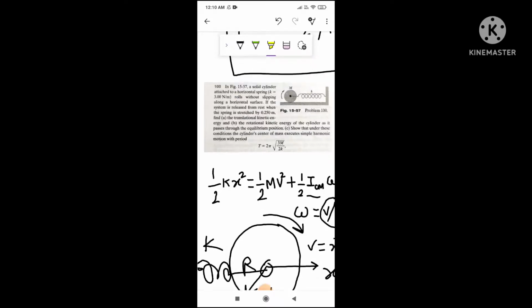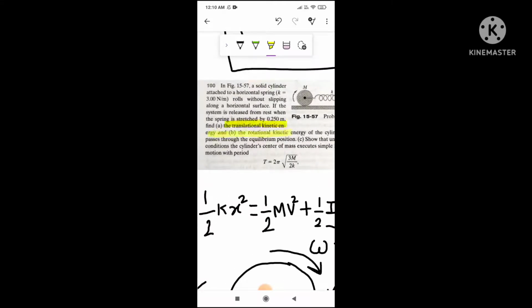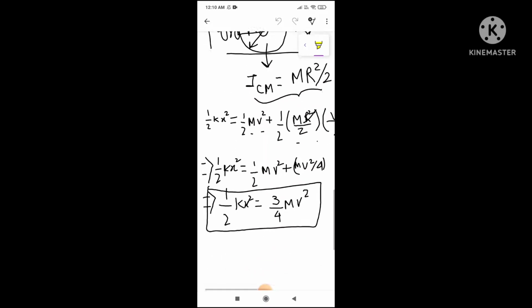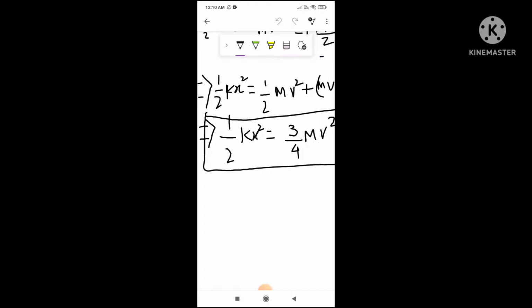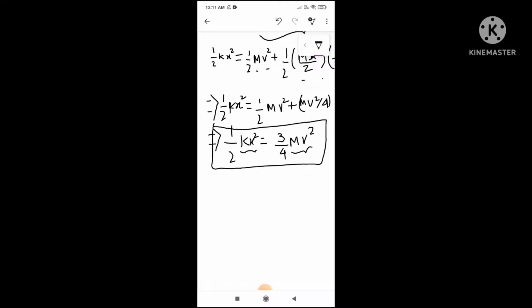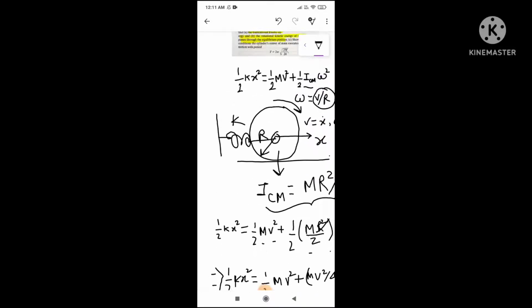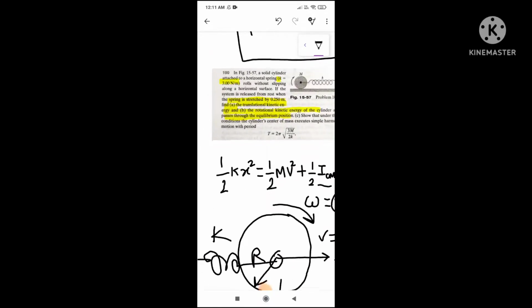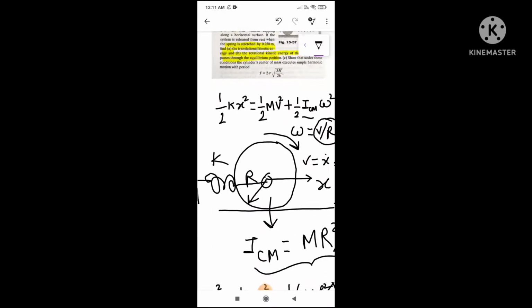This is easy, right? The translational kinetic energy and the rotational kinetic energy of the cylinder when it passes through the equilibrium position. How? Like this. If we know the relation between kx and m and v, basically we can substitute the values. See, what are we given in the problem? We are given the value of stiffness constant as this much and the value of x, it is stretched by this much. So our k is 3 Newton per meter and x is 0.250 meter.